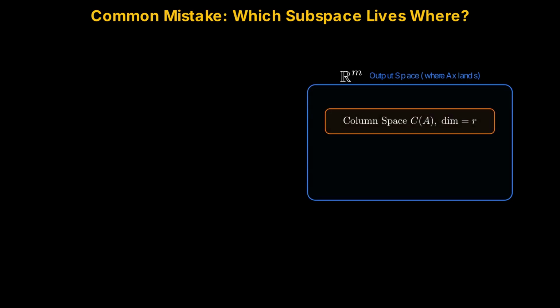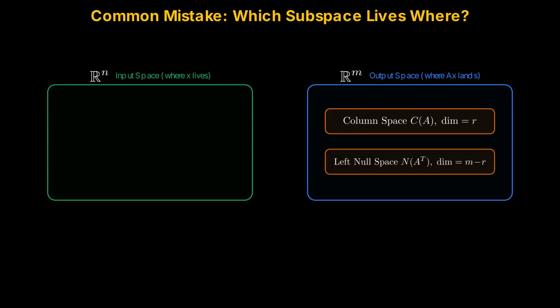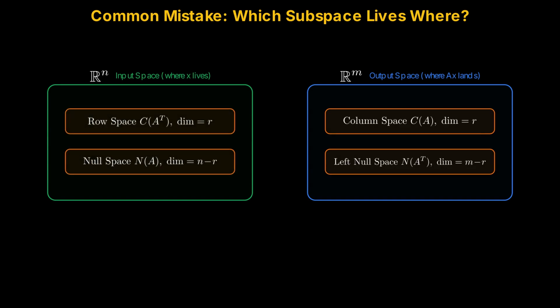Here's a common mistake, confusing which subspace lives where. The column space and left null space live in Rm. That's the output space where A times x lands. The row space and null space live in Rn. That's the input space where x lives. Think of it this way.